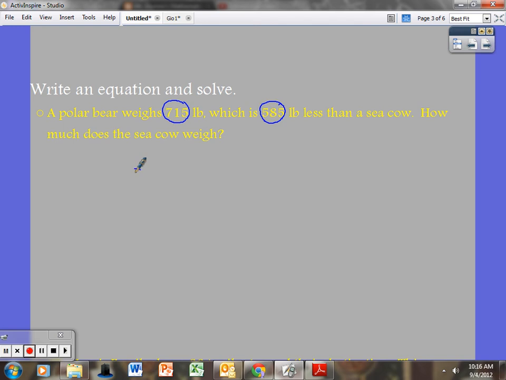So we don't know the weight of the sea cow, so we'll call that C. Now I do know if I subtract the polar bear's weight from the sea cow, which the polar bear weighs 715 pounds, I will get a difference of 585 pounds. So my equation must have subtraction in it, because to solve, I will do the inverse to get the weight of that sea cow. So now I want to get rid of the 715. I want to isolate this variable by itself.